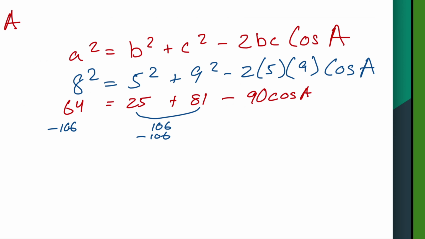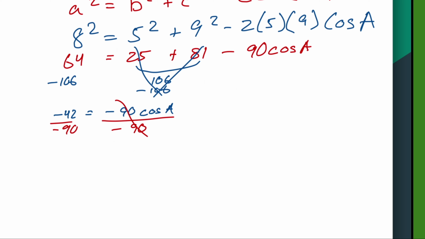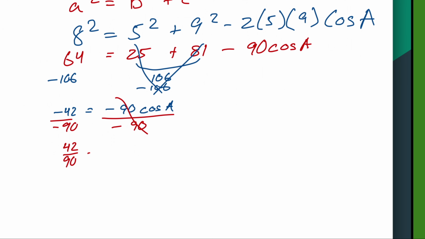Okay, so all this cancels here. 64 minus 106 gives me negative 42. So negative 42 is equal to negative 90 times the cosine of A. Okay, I'm going to divide by negative 90. That's going to cancel. And I'm just going to leave this as 42 over 90 for now, which is equal to cosine of A. In order to do this next part, we have to take the inverse cosine of each side. So that cancels. I'm going to have the angle A is equal to the inverse cosine of 42 over 90.